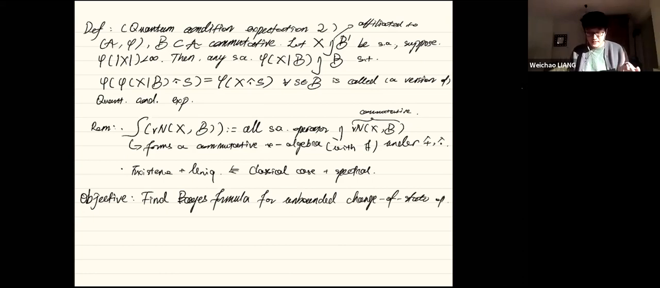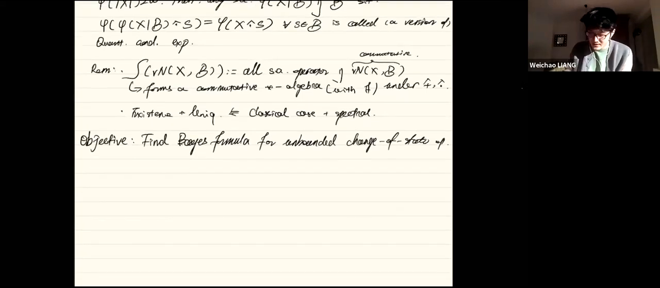Because in the quantum stochastic calculus created by Hudson and Parthasarathy, they show that the solution of the HP equation exists if and only if the coefficient condition is satisfied and the solution is bounded. But in fact, in our case, what we need may not satisfy that form. So we need to find a Bayes formula for the unbounded change of state operator.